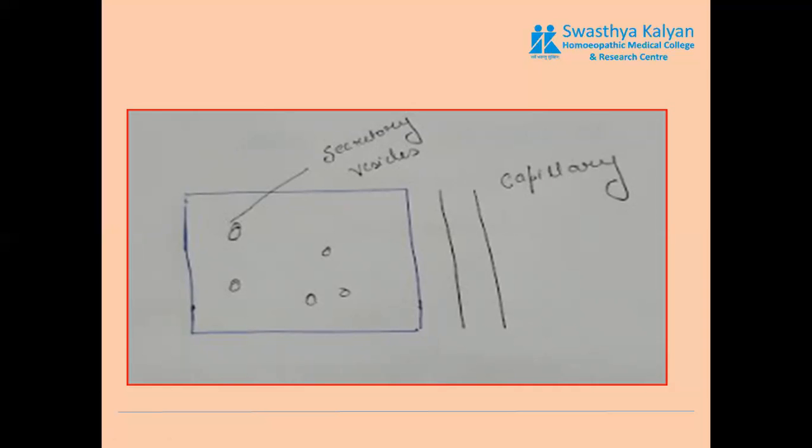And in the endocrinal gland there are secretory vesicles. In this diagram, a capillary runs through the endocrinal gland, and inside the gland we can see secretory vesicles. These secretory vesicles produce the product.